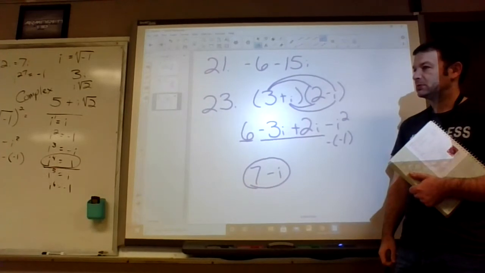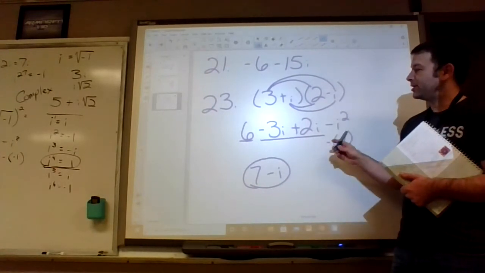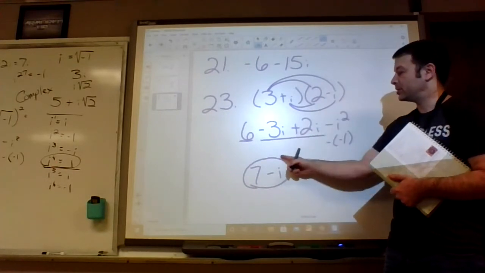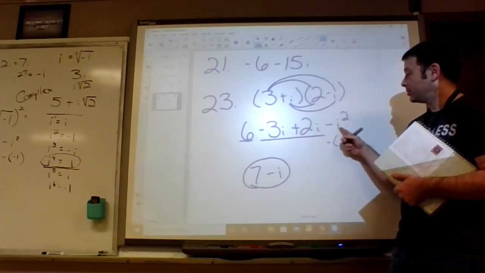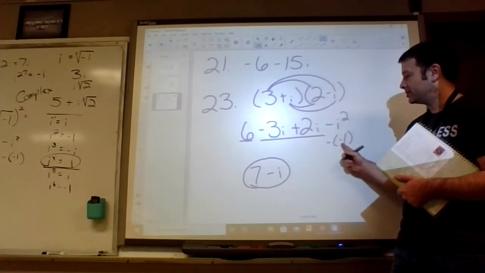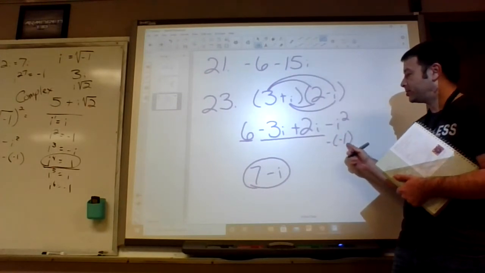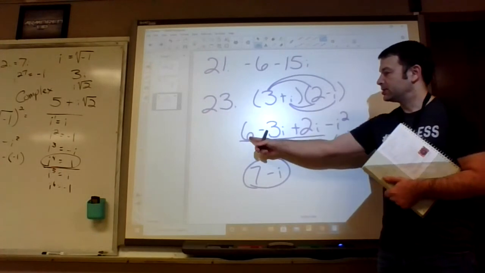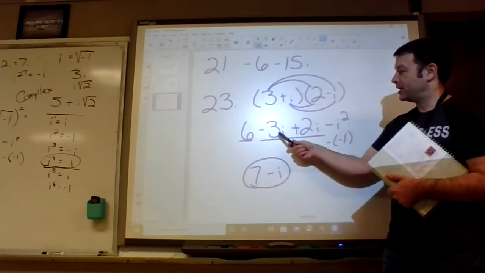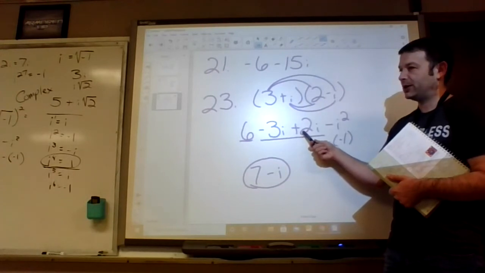Where did you get that? Okay, it's just like a normal FOIL problem. We put our x's together in the middle. The only difference is that i squared turns into a -1. So it turned into a plus 1. 6 plus 1 is 7. -3i plus 2i is -1i.